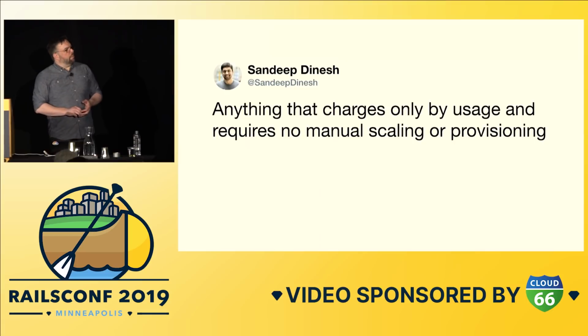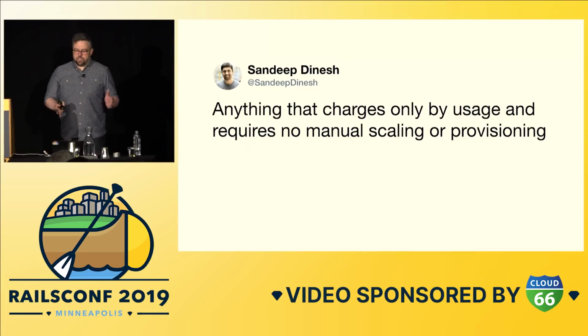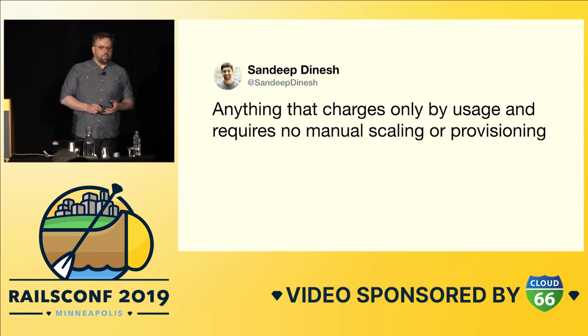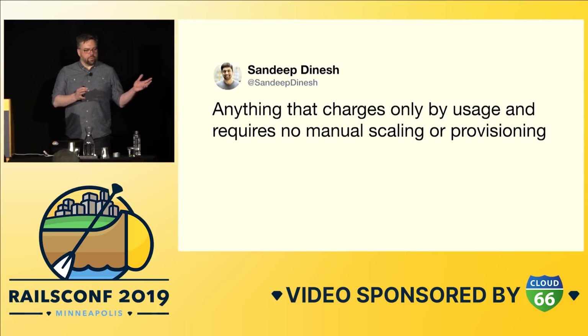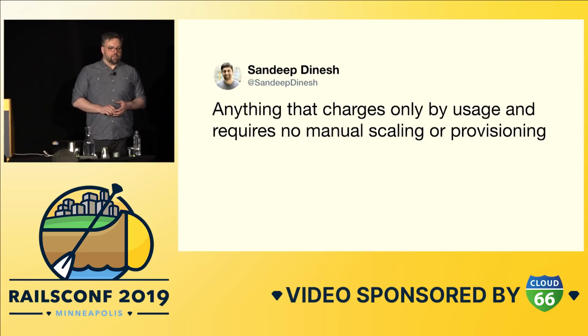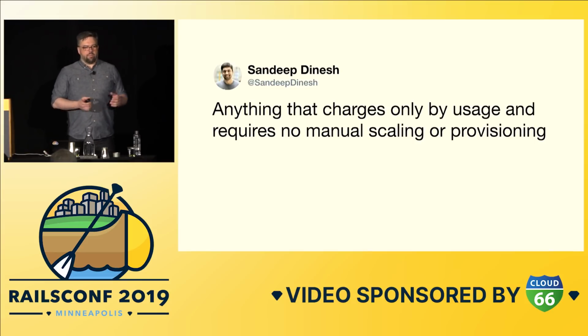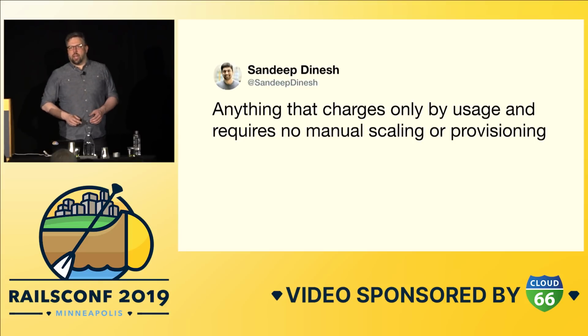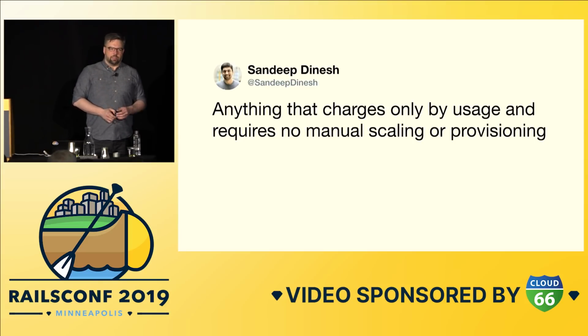My coworker Sandeep had another take. He said, anything that charges only by usage and requires no manual scaling or provisioning. So the first part, that's kind of what we were talking about before. But the second part is more interesting: no manual scaling or provisioning. We've had auto-scaling for a long time at the instance level, like the VM level, and we've also had it in Kubernetes for containers and things like that. So this is not necessarily new and revolutionary, but it is still interesting.